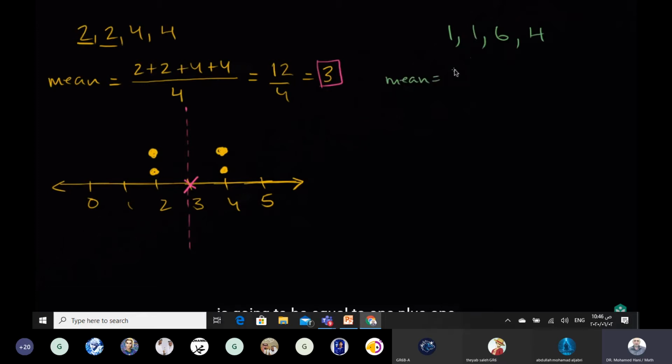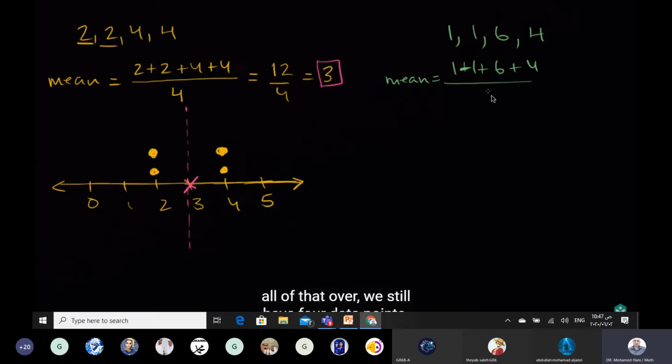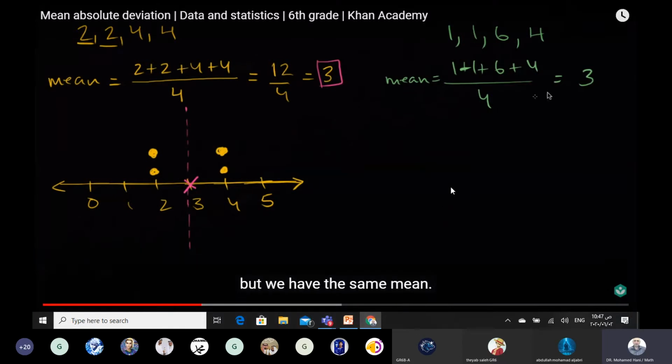The mean over here is going to be equal to 1 plus 1 plus 6 plus 4, all of that over, we still have 4 data points. And this is 2 plus 6 is 8 plus 4 is 12. 12 divided by 4, this is also 3. So this also has the same mean. We have different numbers, but we have the same mean.